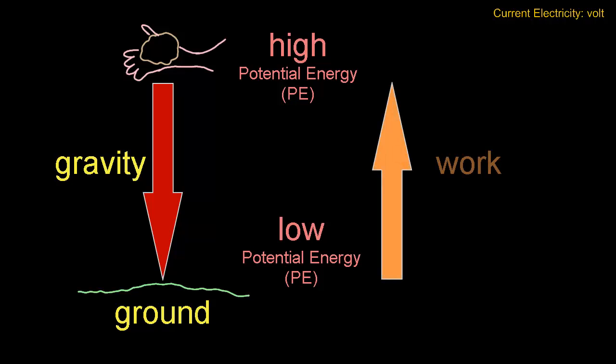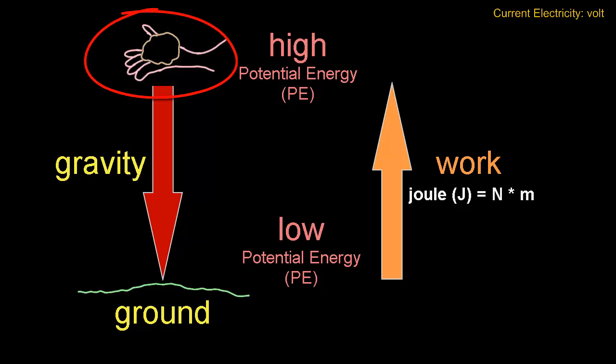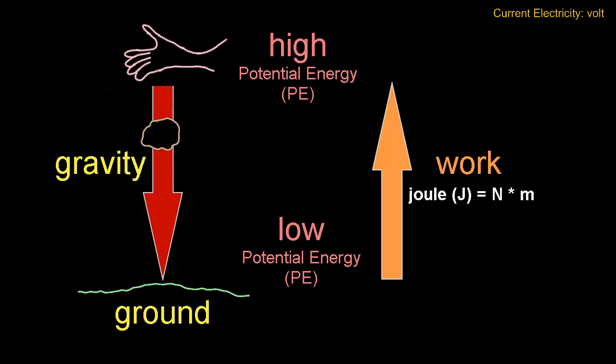This means we've had to do work on the stone to increase its potential energy. Work is measured in joules. A joule is 1 Newton metre. Of course, if we let the stone fall, it will naturally return to the ground. So, from a position of high potential energy to a position of low potential energy. This is a natural movement.